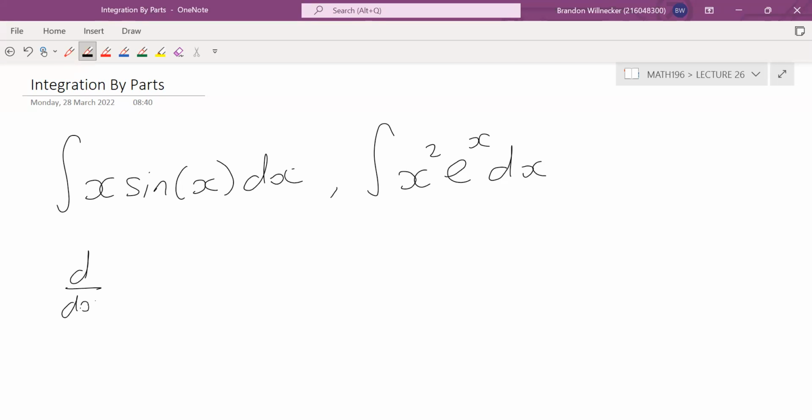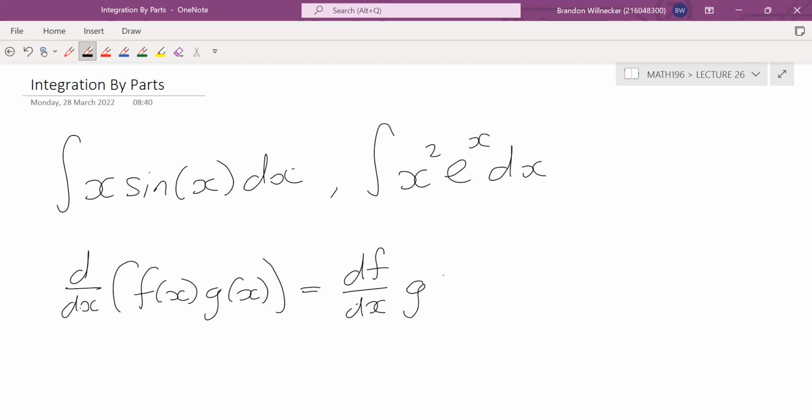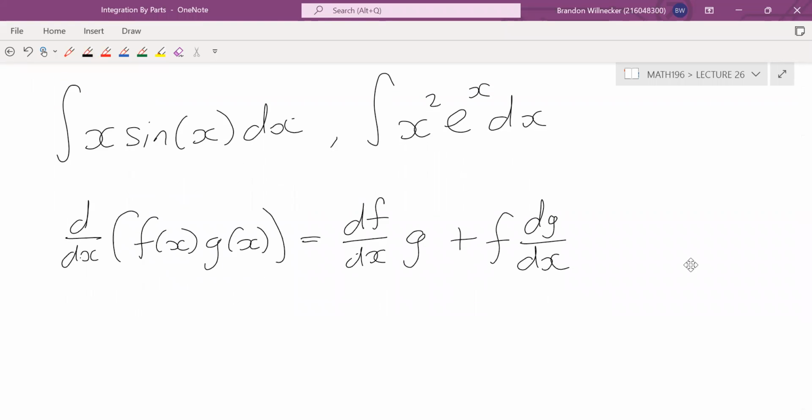If we have d by dx of f of x times g of x, then this is equal to df by dx times g. So we differentiate the first one, we leave the second one alone, plus we leave the first one alone and we differentiate the second one. That's the standard product rule from derivatives.